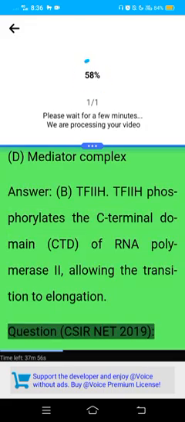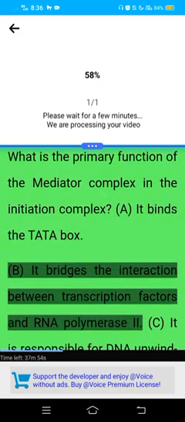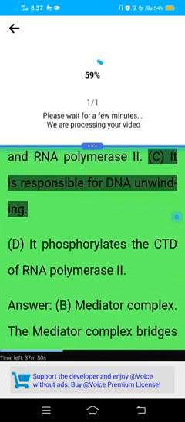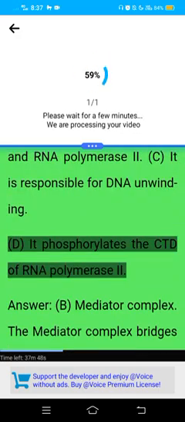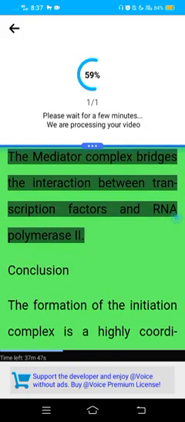Question. CSIR NET 2019. What is the primary function of the mediator complex in the initiation complex? A. It binds the TATA box. B. It bridges the interaction between transcription factors and RNA polymerase II. C. It is responsible for DNA unwinding. D. It phosphorylates the CTD of RNA polymerase II. Answer. B. Mediator complex. The mediator complex bridges the interaction between transcription factors and RNA polymerase II.